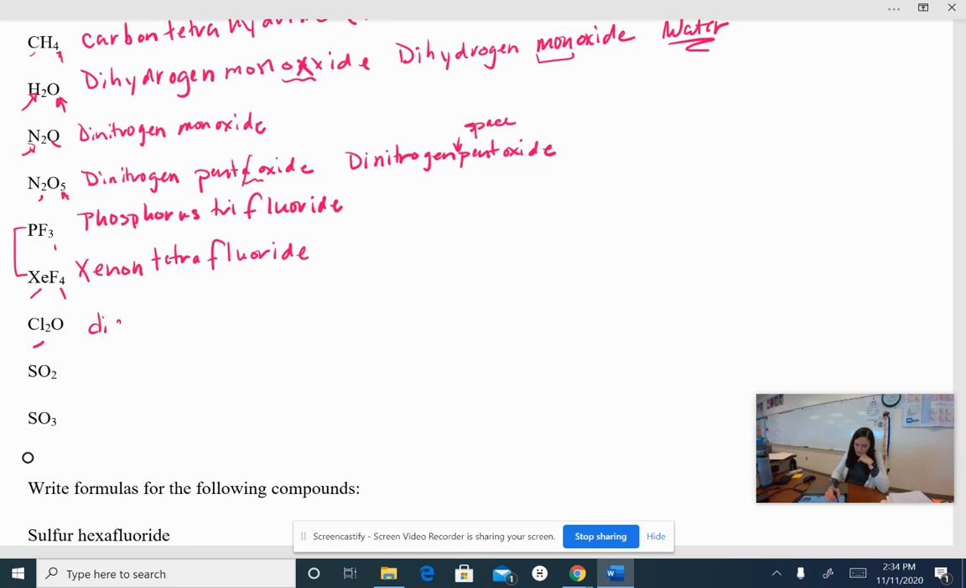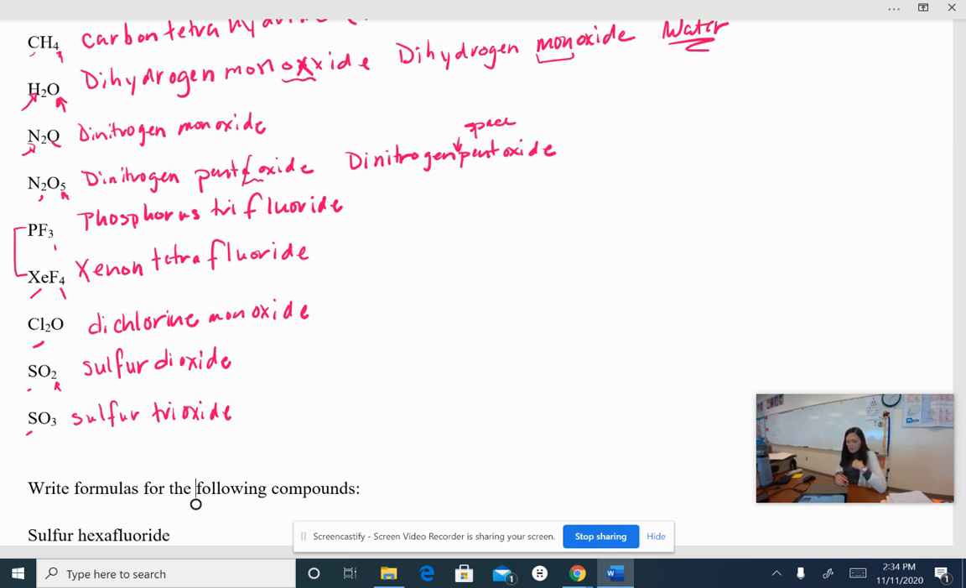Right? We've got 2 dichlorine monoxide. Okay. We've got 1 sulfur, so we're going to just start with sulfur. We've got 2 oxygens, so dioxide. So what do you think this one's going to be? Did you say sulfur trioxide?